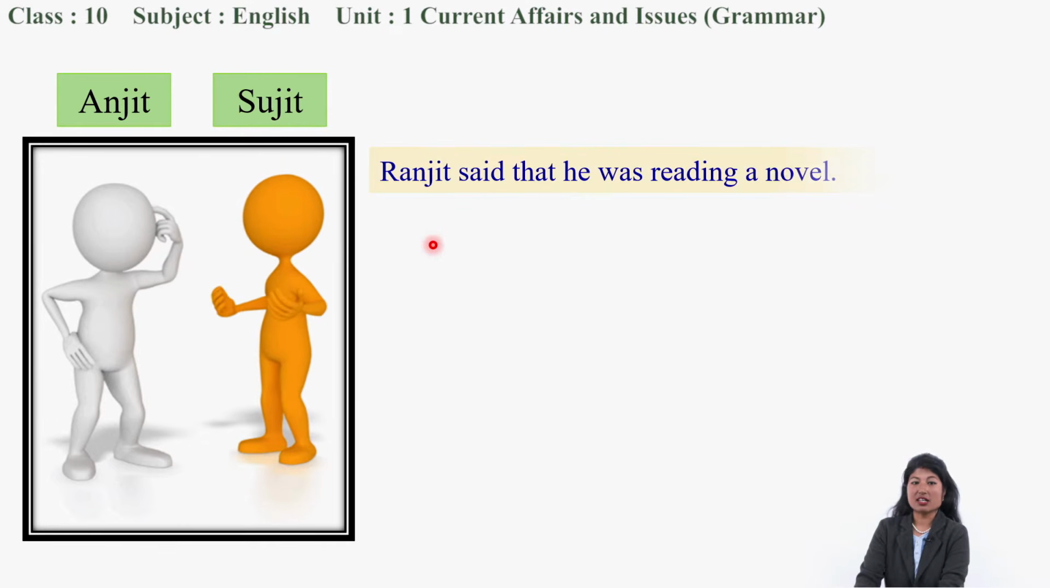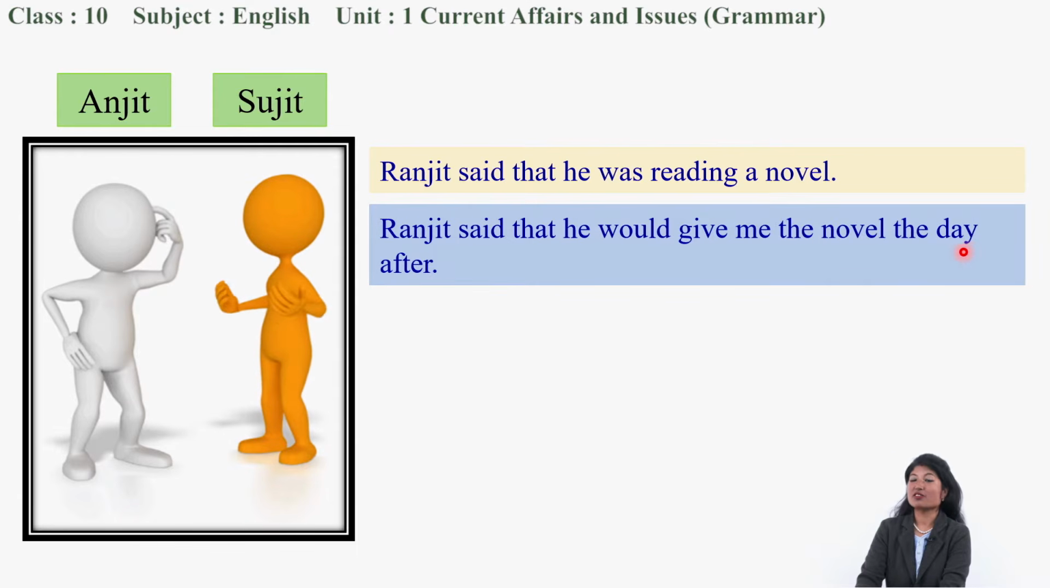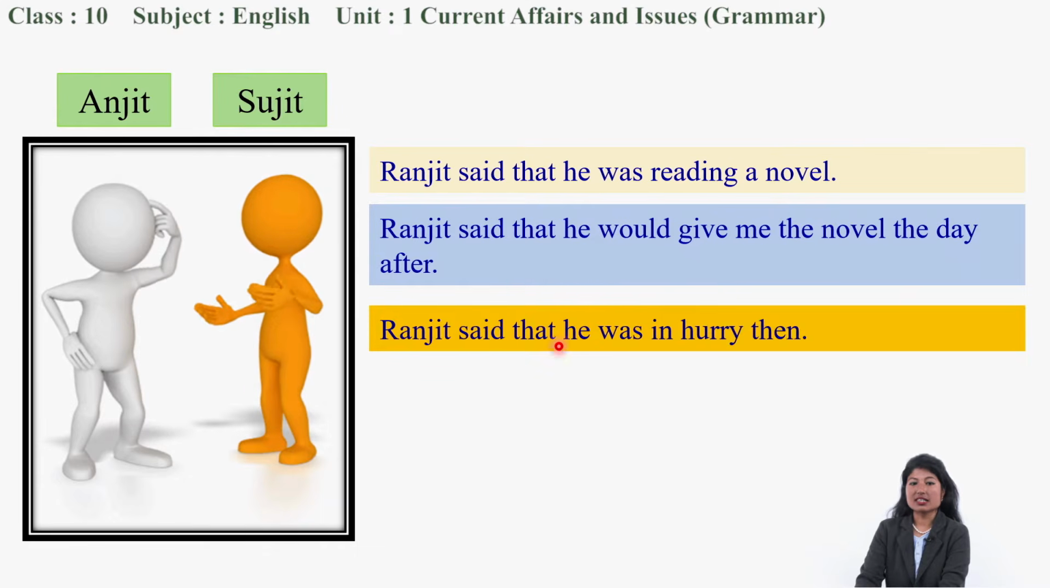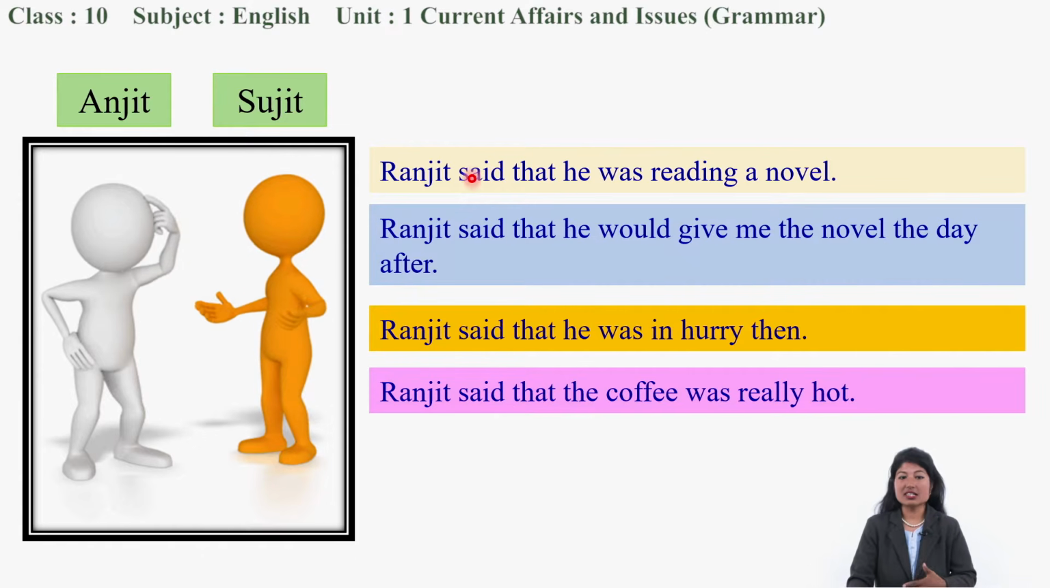He will say, "Ranjit said that he was reading a novel. Ranjit said that he would give me the novel the following day. Ranjit said that he was in a hurry then. Ranjit said that the coffee was really hot." So this is what Ranjit said to Anjit, and Anjit is re-explaining to Sujit. That's why this is reported speech.